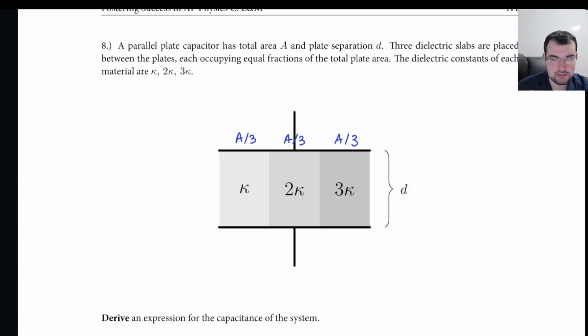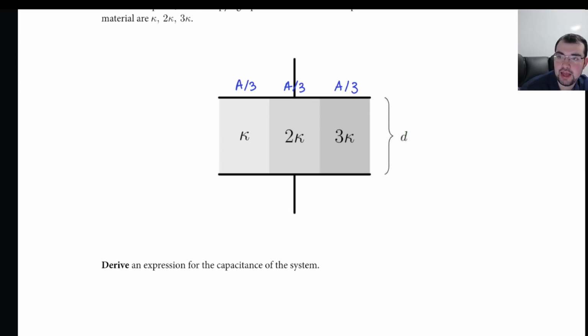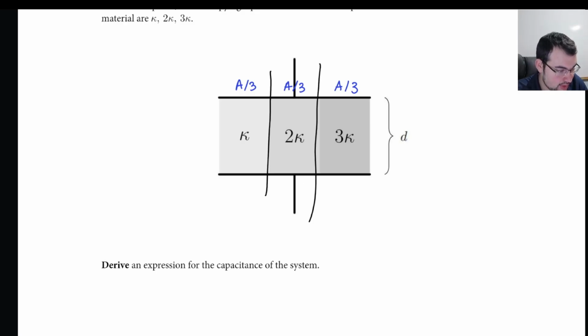Let's figure out what the capacitance is. So because this is in the parallel and series capacitor section, we can actually model this as one of those two. And if you imagine doing a little snip right there along the border, we see that this is definitely a parallel capacitor system.